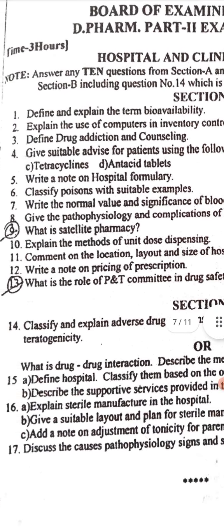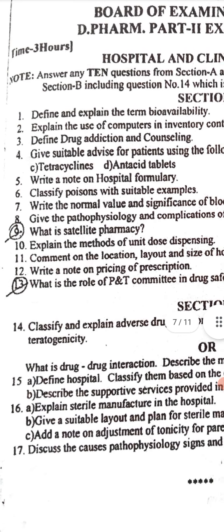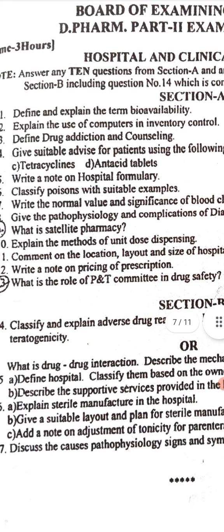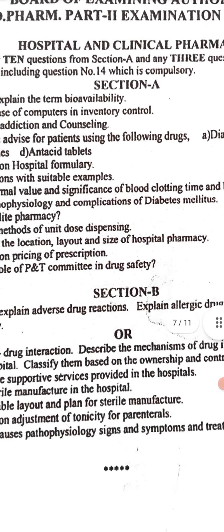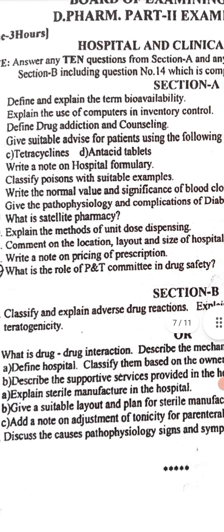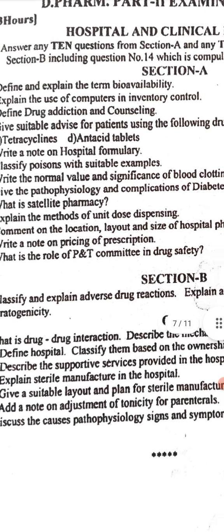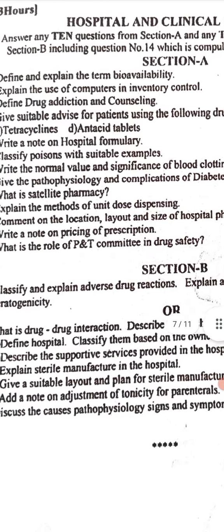Ninth one is what is satellite pharmacy. 10th is explain the method of unit dose dispensing. 11th is comment on the location, layout and size of the hospital pharmacy. 12th write a note on the pricing of the prescription. 13 is what is the role of the PT committee in drug safety.